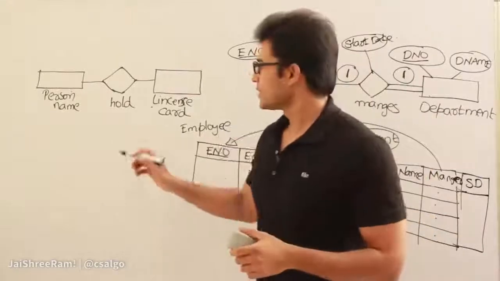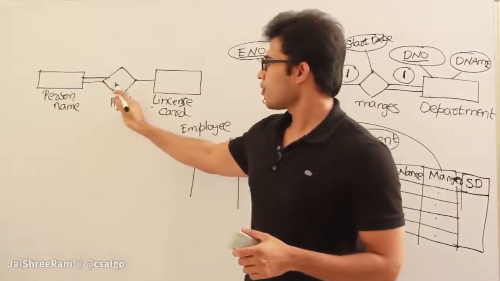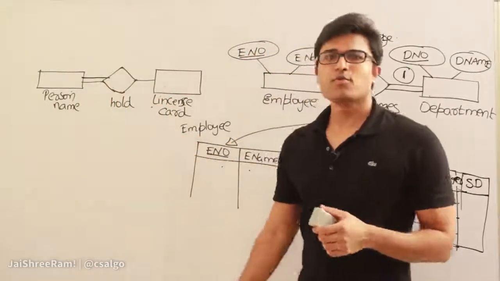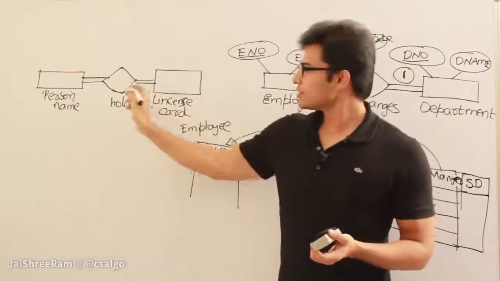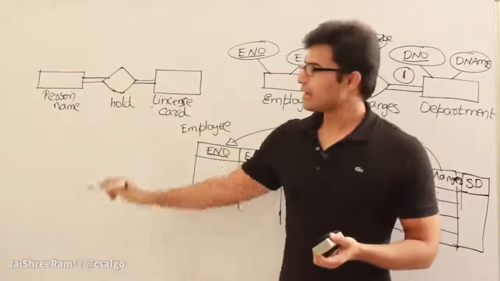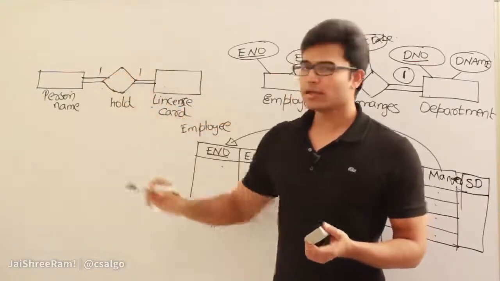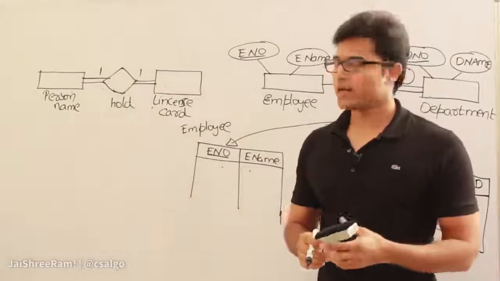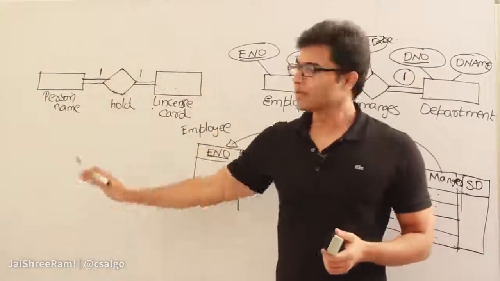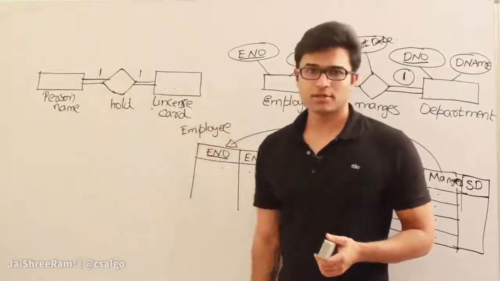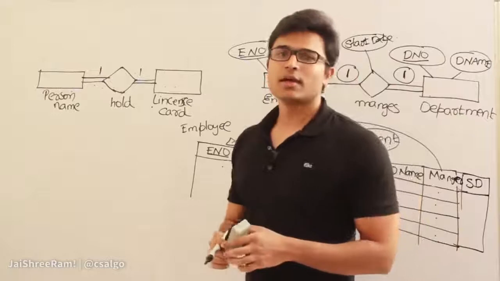Then this is going to be total participating, which means every person will be holding a license, right? And moreover, a license will never occur without a person. Therefore, on both sides it is total participation, right? And assume that it is one-to-one, which means a person cannot have more than one license, and a single license cannot be held by more than one person. So it is a one-to-one relation in which the participation is total. So participation is total means, okay, see this.